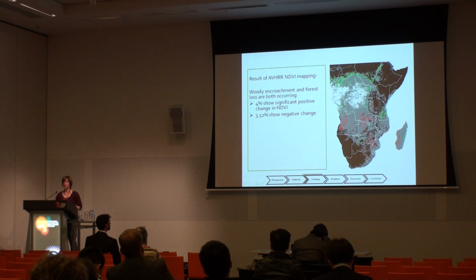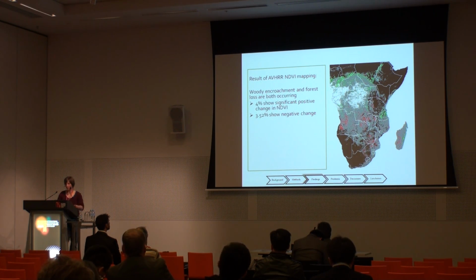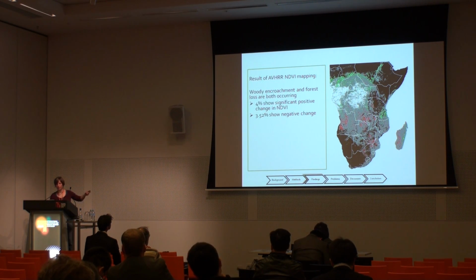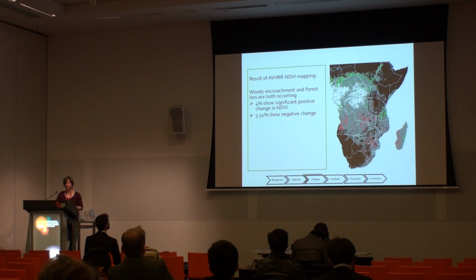The result of the NDVI mapping was that woody encroachment and forest loss are both occurring. 4% of forest savanna mosaics, or 4% of all the things we looked at, showed a significant positive change in NDVI, whereas 3.25% showed a negative change, so you can see it's quite 50-50.